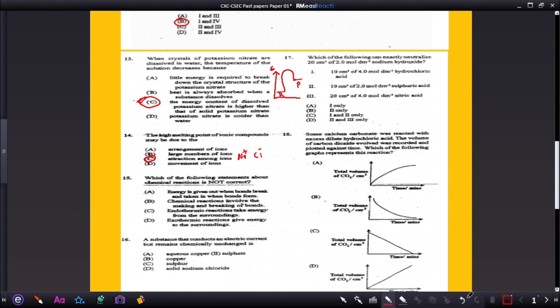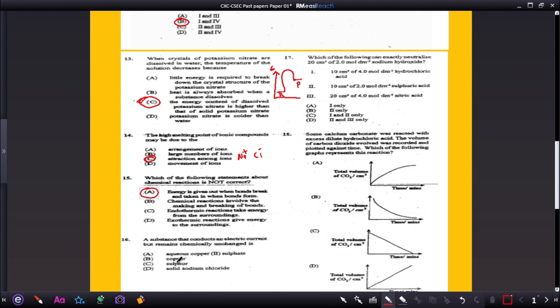Chemical reactions involve the making and breaking of bonds. That's true. Endothermic reactions take energy from the surroundings. That's true. Exothermic reactions give energy to the surroundings. That's true. So in the endothermic, the beaker would feel cold. In the exothermic, the beaker would feel hot. So the answer for this one is A.